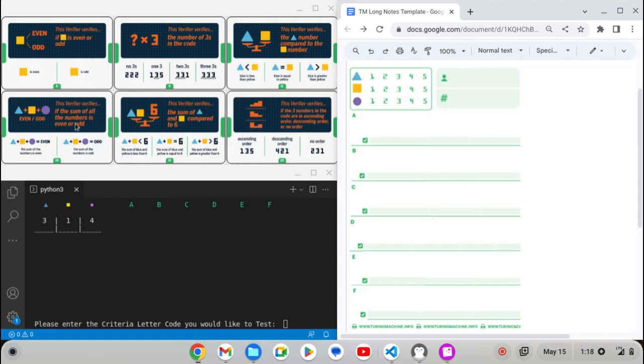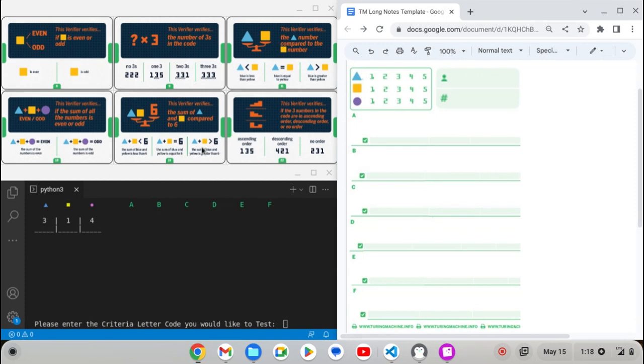Criteria D will take the sum of the 3 digits, triangle, square, and circle, and will let us know whether the sum is an even or an odd quantity. Criteria E will take the first 2, triangle and square, and sum them together and compare the sum to 6. Is the sum less than 6? Is the sum equal to 6? Or is the sum greater than 6?